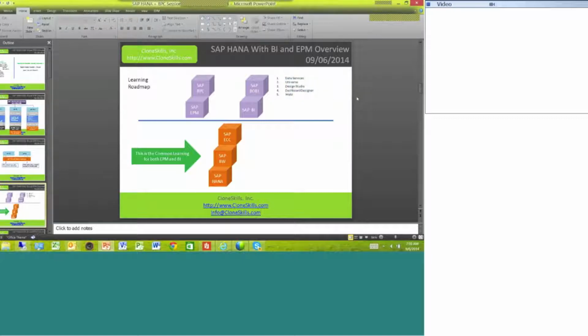So for the BI track, they're going to focus on these areas: data services, universe, design studio, Webi, Lumira, and those tools. This is how the learning roadmap is going to look. Here is the common part, for everyone to understand what HANA is, what BW is, what ECC is, and what EPM, BPC, and then BI and BOBJ are. These are the tools that we learn.